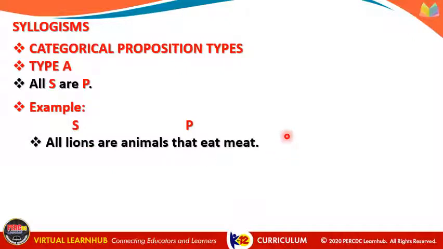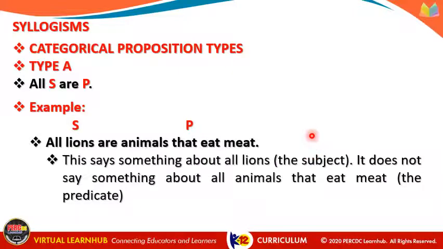Now, let us take a look at the distribution of the subject and the predicate. As we can see here, this says something about all the lions. This says something about the subject. From this proposition, we are able to see that all lions are animals that eat meat. We know that all lions eat meat. Since we know something about all of the lions, we know something all about the subject, then we can say that our subject is distributed.